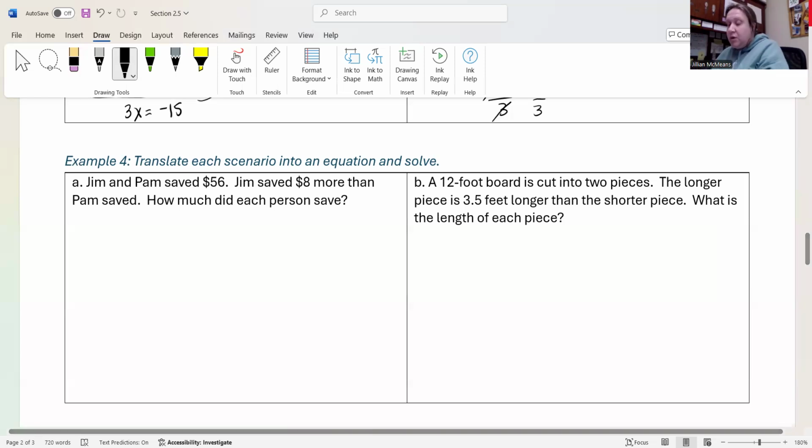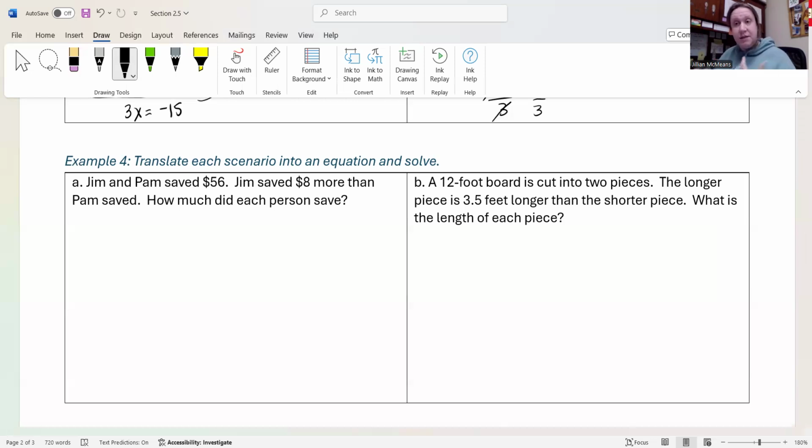Okay, so here's how I do problems like this. This is my method. If it works for you, great. If you want to tweak it to make it work for you a little differently, also great. I know that if I take the savings that Jim had and add it to the savings that Pam had, I'm going to get a total of $56. I know that. That's easy. Jim and Pam combined save $56.